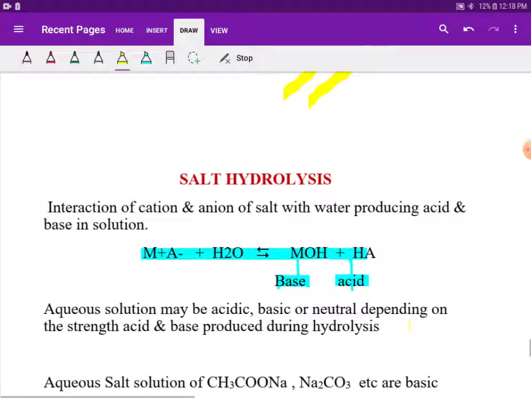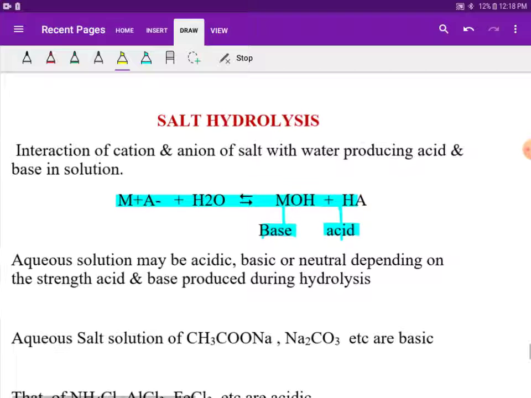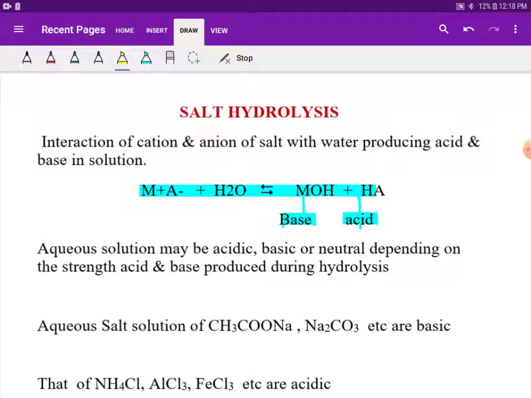Then finally, the salt hydrolysis in this connection. As already all of you know, a salt is a neutralization product of an acid and a base. So what happens when such a neutral salt dissolves in water or interacts with water? That is the problem of hydrolysis, or that is the discussion behind hydrolysis.